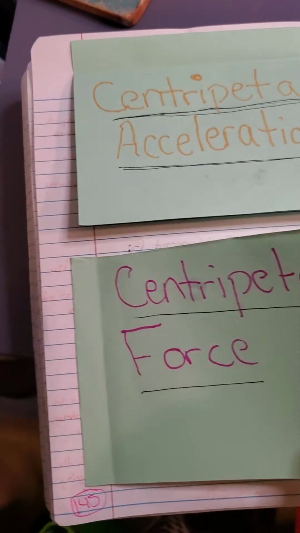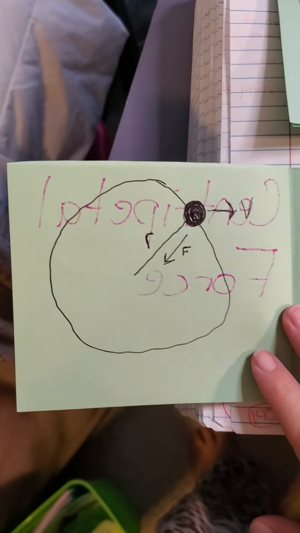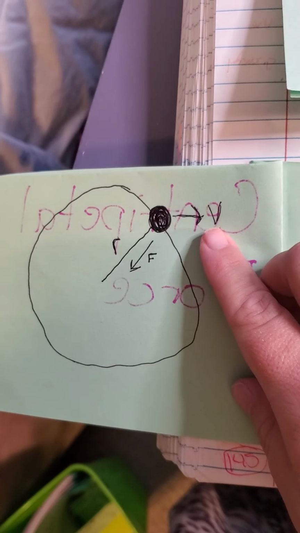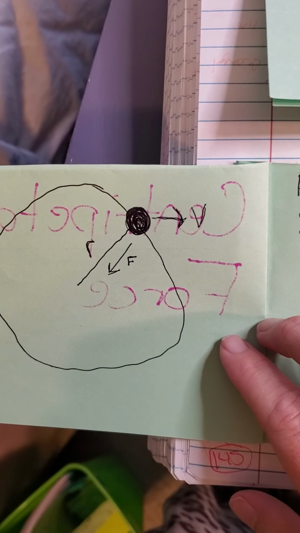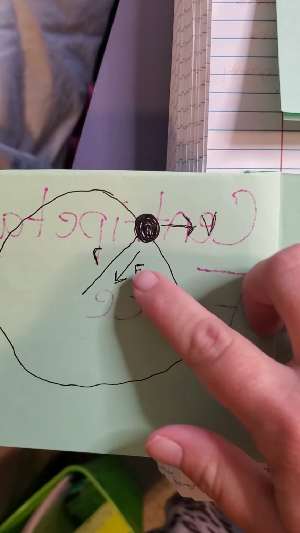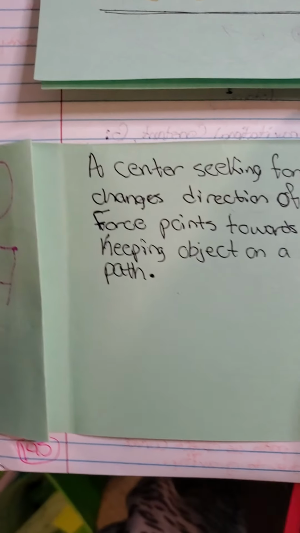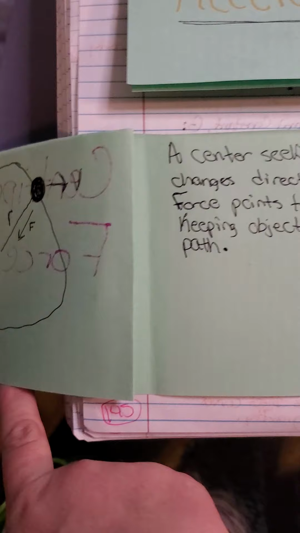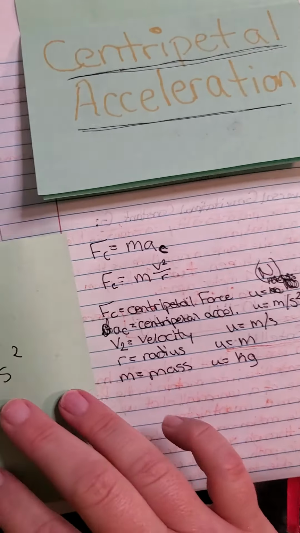At an instance, acceleration is the result of velocity changing its direction. Centripetal force. That's a V for velocity. Radius, force, pushing toward the center. Center-seeking force that changes direction of path. Close it and open it again.